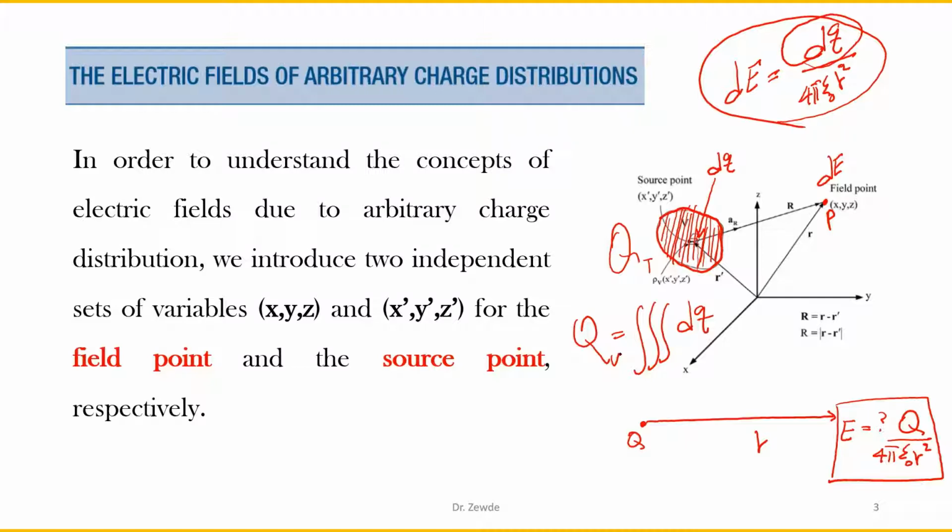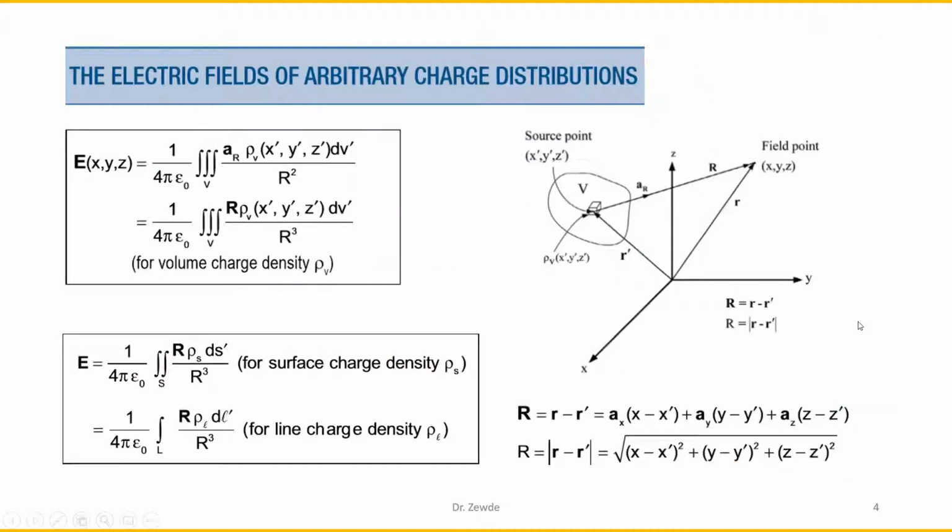So I will introduce this very simplified expression that helps us to determine the total electric field at point P, due to the volume or surface or line distribution of charges. If you see this expression, the first part is rho v dv, which is the volume distribution of charges. So it's the total charge, divided by r squared, where r is the magnitude of the distance between this point and that point. So this r is the magnitude of the distance between the point charge and the field point.